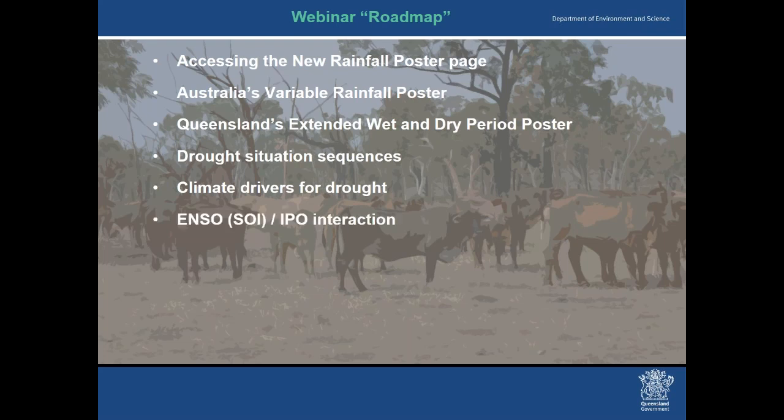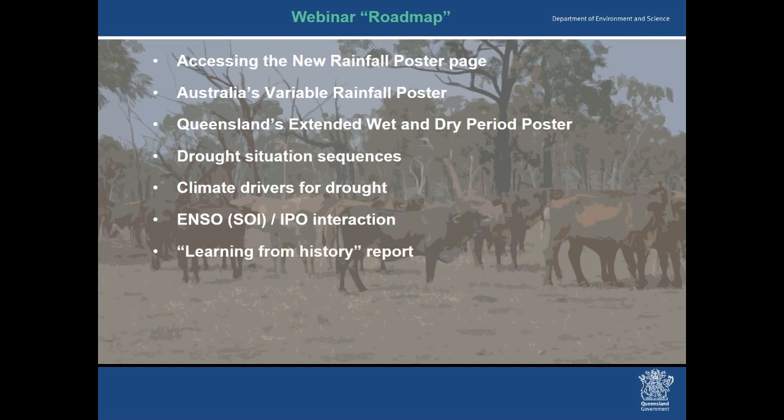A few terms here: ENSO, El Nino and La Nina, made up from the SOI, Southern Oscillation Index, the pressure difference between Tahiti and Darwin, and one that you may not have heard of previously, the IPO, Interdecadal Pacific Oscillation. If you haven't heard about it before, you will have heard it a number of times through this webinar.